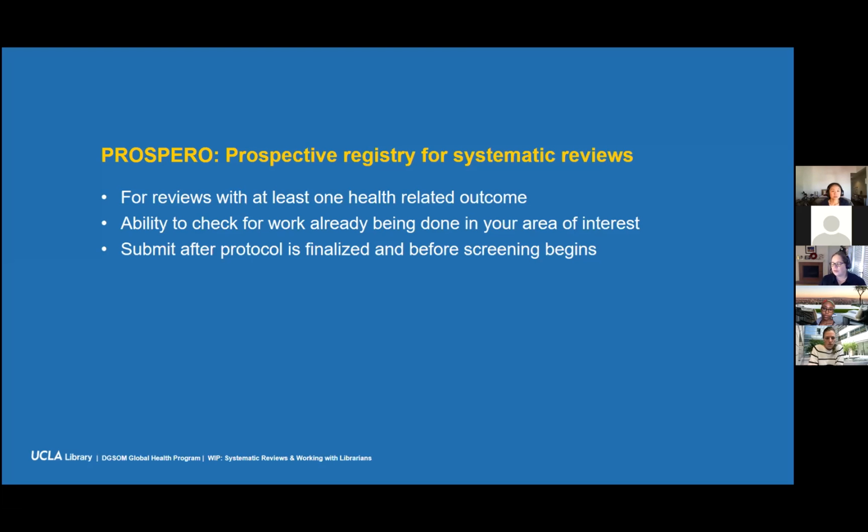So this isn't for a systematic review or a scoping review where you're thinking about what are the factors that go into acceptance in medical school programs or things like that. That wouldn't be included in Prospero, but clinical-related outcomes or healthcare-related interventions would be. It gives you the ability to check for what work has already been done.